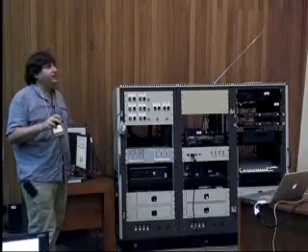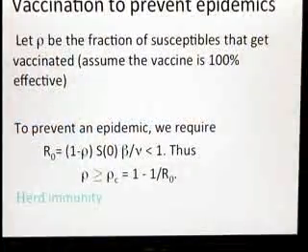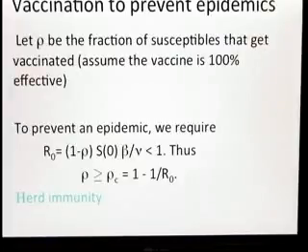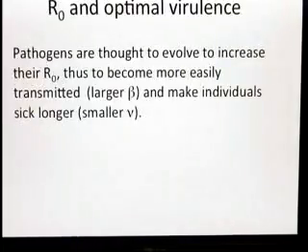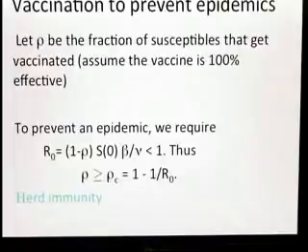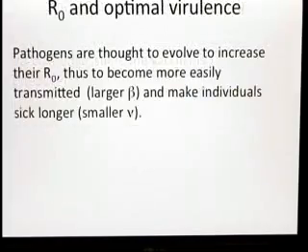We have the technology to do a trivial calculation, which is just this. What we get is that if 1 minus 1 over R0 percent of the population gets vaccinated, then R0 is less than 1, and there can be no epidemic. Well, we talked about this. I don't want to go through this again.